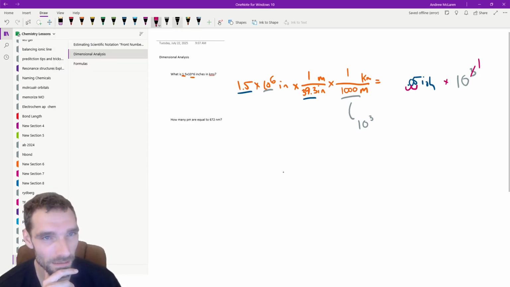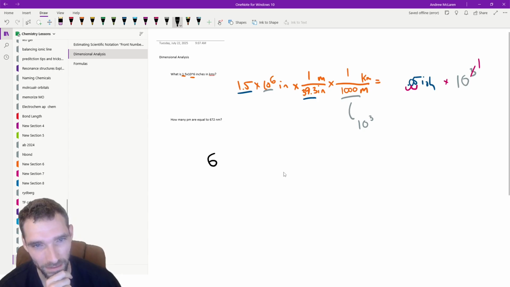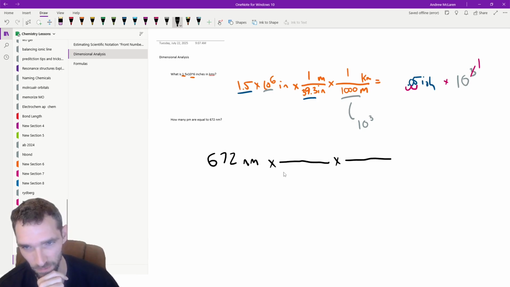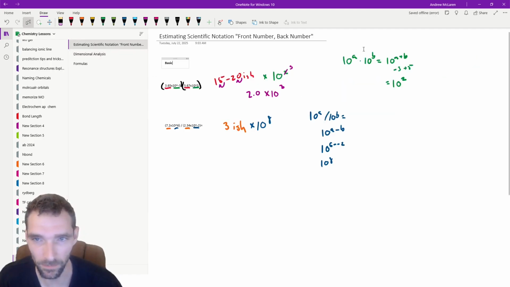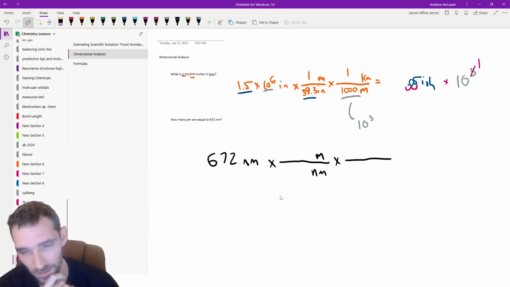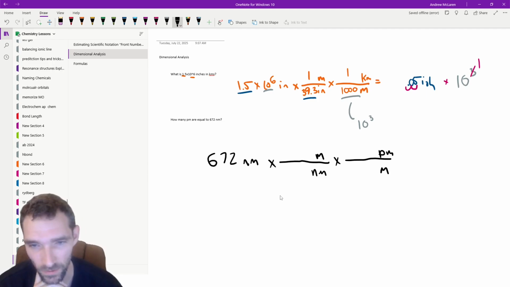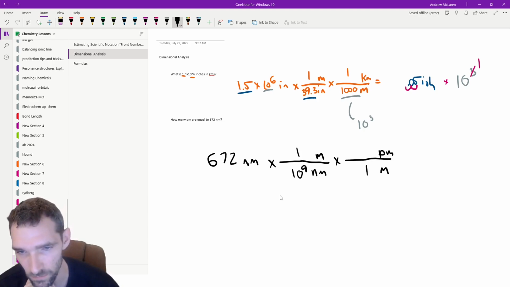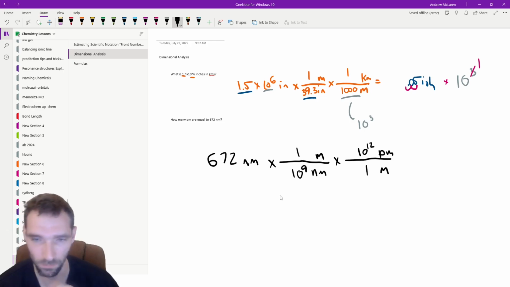And then in a similar regard, we can say if we've got 672 nanometers, you can combine these conversions using those exponent rules for the back number, like what we talked about in the previous video on this that I've made, to combine the nanometers to meters and the meters to picometers conversions. So if you have 1 meter, that's going to be 10 up to the 9 nanometers. And in 1 meter, that's going to be 10 up to the 12 picometers.